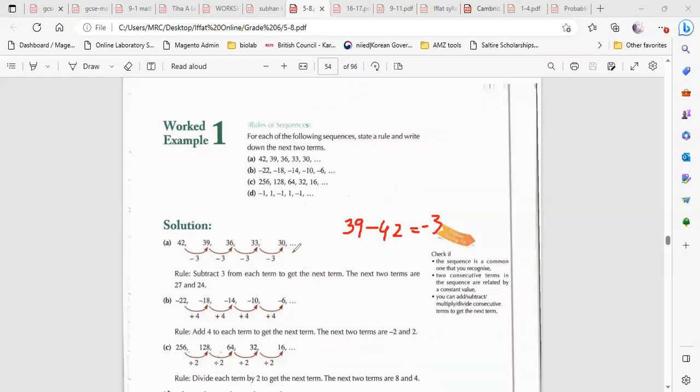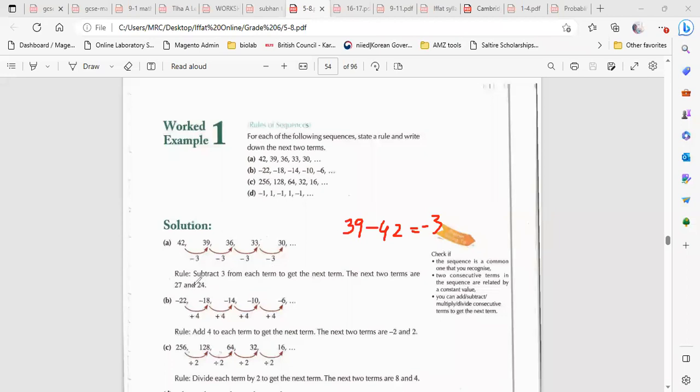And 30 minus 3, you will get 27. And 27 minus 3, you will get 24. And so on. So the rule is: subtract 3 from each term to get the next term. The next two terms are 27 and 24.